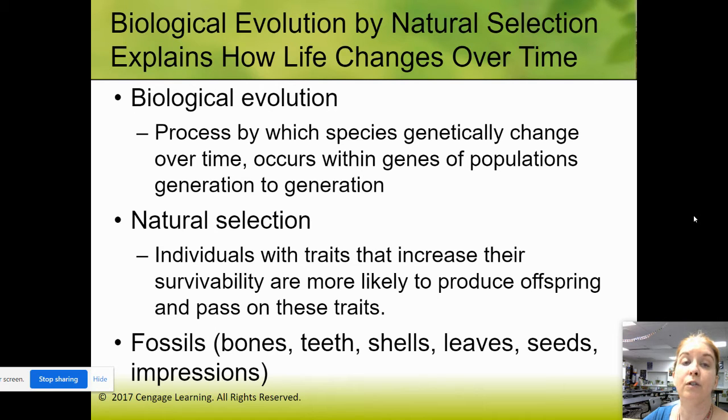So these are traits that you have since birth, traits that are in your genes, traits that are part of who you are. Natural selection is pretty much survival of the fittest. Individuals with traits that increase their survivability are more likely to produce offspring and pass on these traits. Examples of evolution would be things like fossils. So we can look at bones, teeth, shells, leaves, seeds, impressions, and see how things have changed over time.